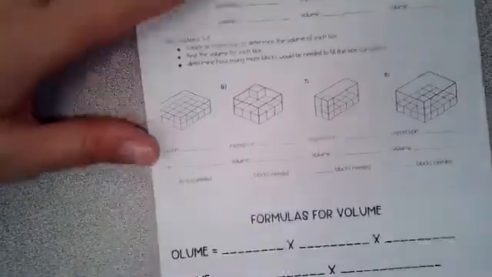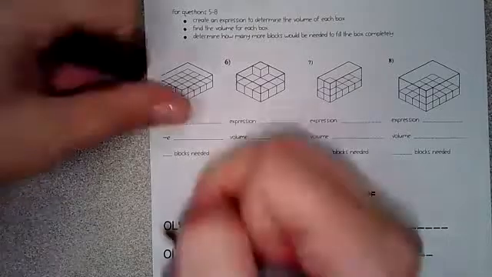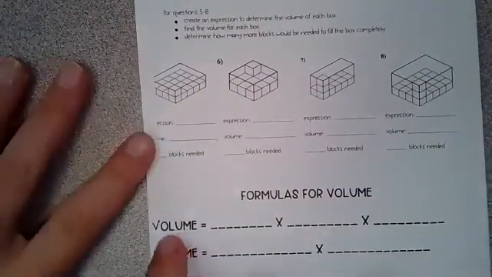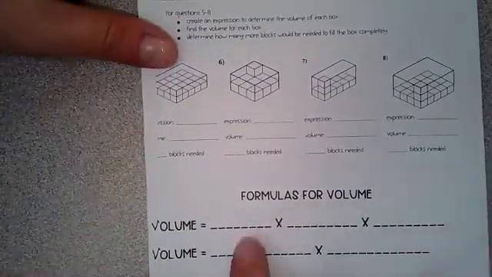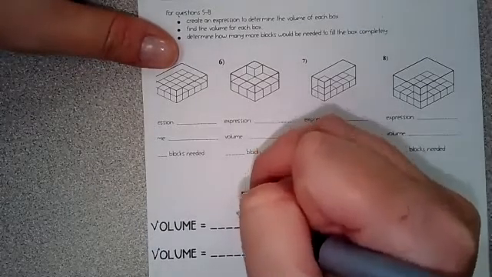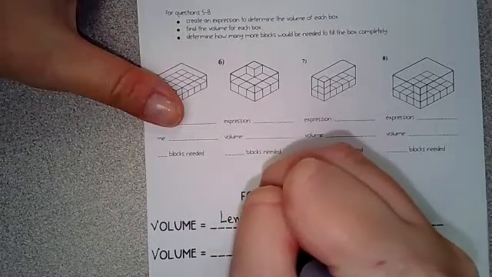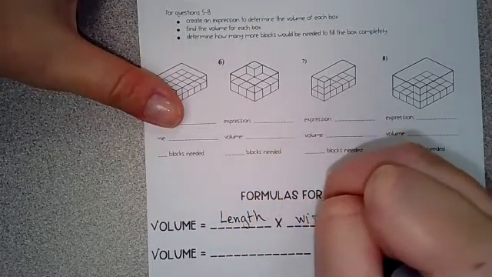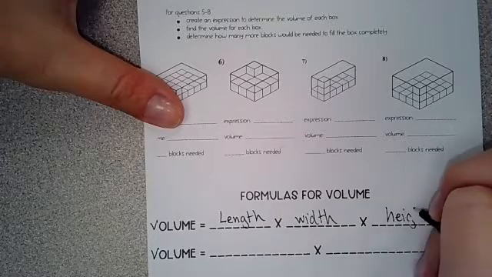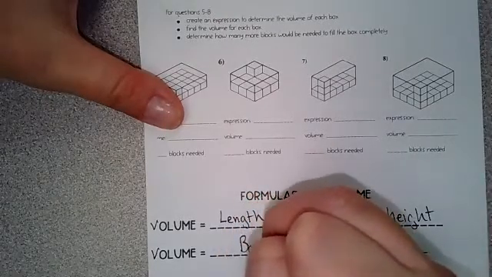All right, so at the bottom here, and I apologize it got cut off, but you guys are pretty smart. You can figure out that that said volume, okay? So there's 2 ways to find volume. I want you to write that down. You can either do length times width times height, or you can do the base times the height.